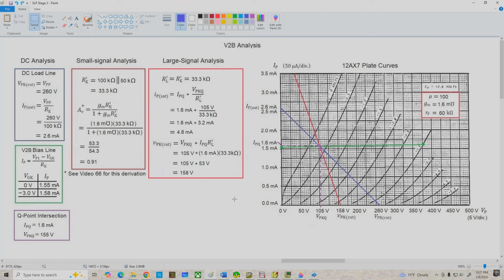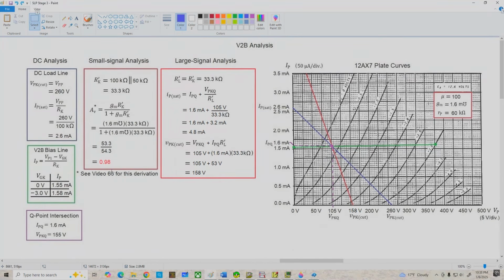Now, if you've been doing the calculations along with me here, you'll note that I did make a slight mistake here. I had a typo or read my calculator wrong, whatever. In any case, this voltage gain should not be 0.91. 53.3 over 54.3 is 0.98. So let me make that correction here. This should be 0.98. And hopefully you guys all caught that anyway, but there's the corrected version.